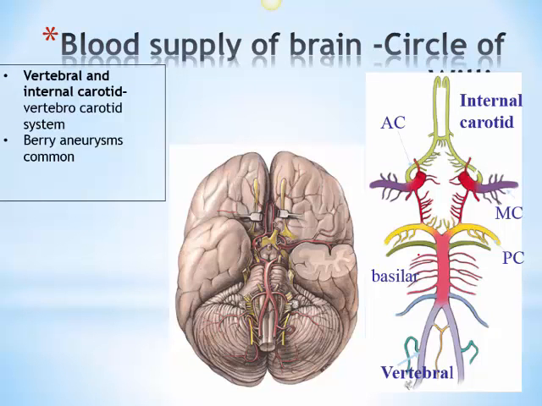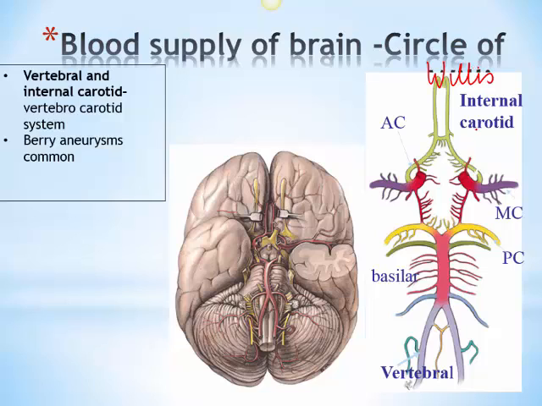Let's look at the blood supply of the brain, which is rather important, because any hemorrhage in any of these vessels or any clot in any of these vessels actually causes a brain attack, which is what you know as a stroke. The two major arteries which take part in the blood supply of the brain are the vertebral and internal carotid. That's why it's often called the vertebrocarotid system. They join up and form a circle, which is called the circle of Willis.